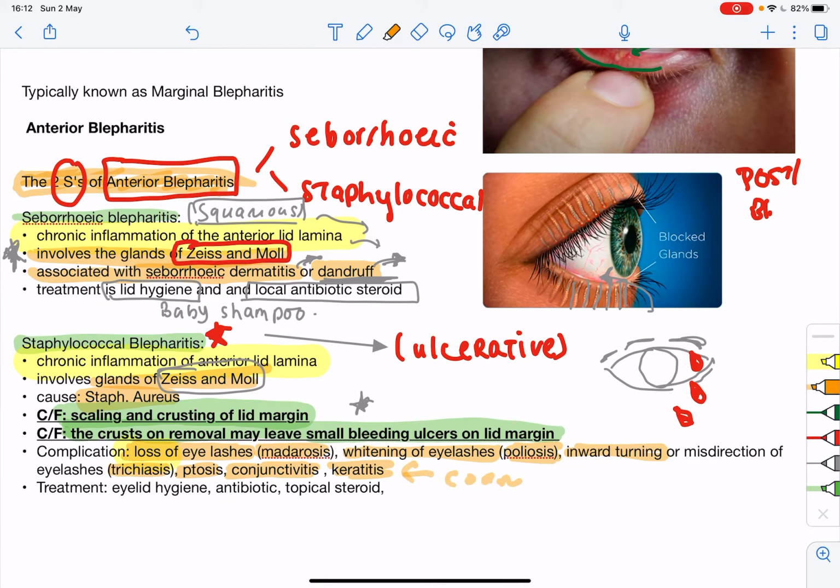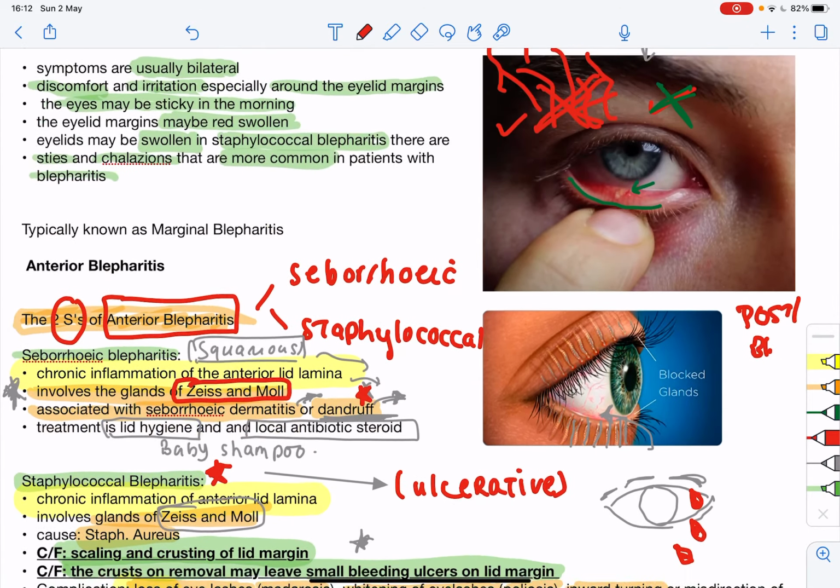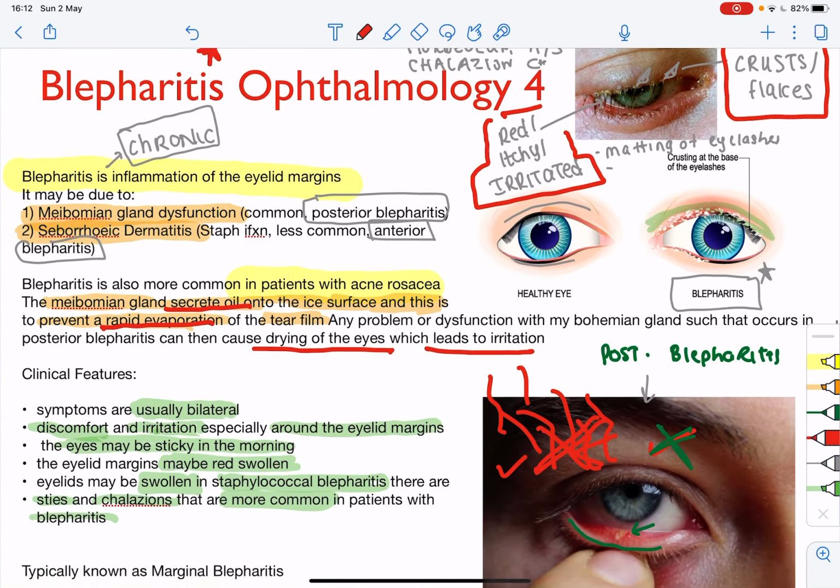The treatment in this case would still be eyelid hygiene, as well as topical steroid, because you're always trying to reduce that inflammation. Now, what was important for the seborrheic blepharitis? It arises commonly with which other conditions? With dandruff and also with seborrhea. And it's chronic. All of these blepharitis episodes are chronic.